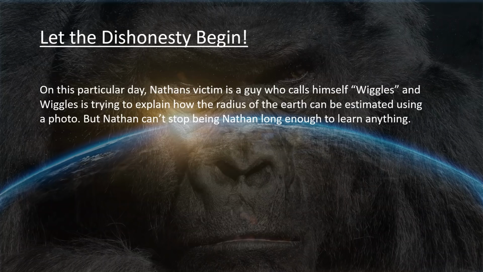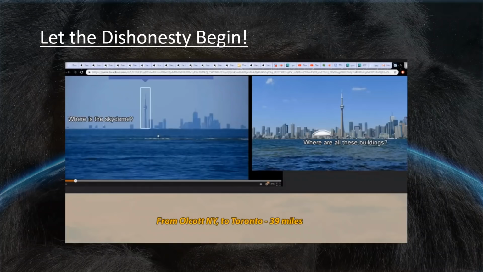On this particular day, Nathan's victim is a guy who calls himself Wiggles. Whatever. And Wiggles is trying to explain to Nathan how the radius of the Earth can be estimated just using a photograph. But of course, Nathan can't stop being Nathan long enough to learn anything. Now, the photograph in question is this one. It's one taken of Toronto.